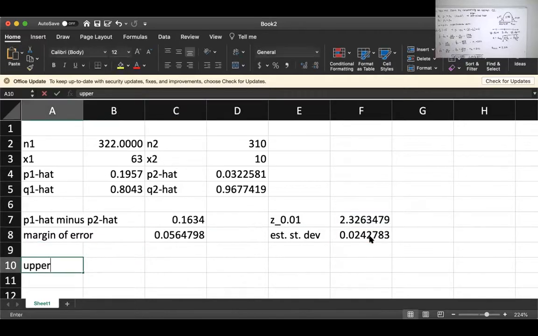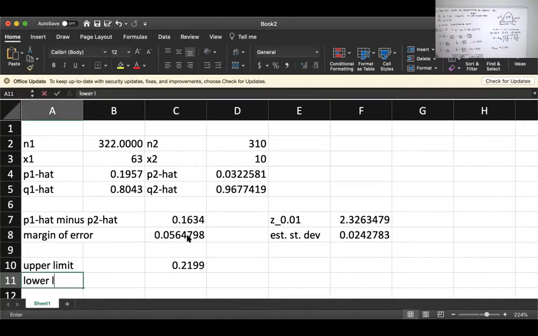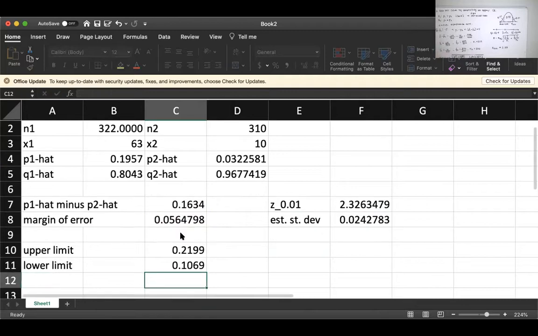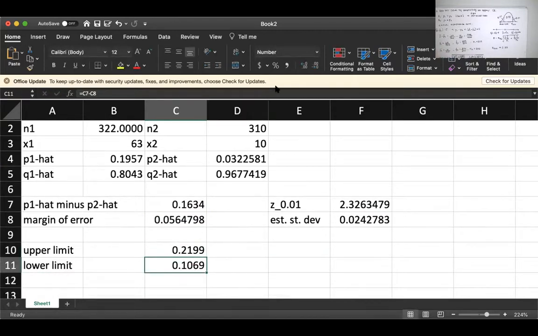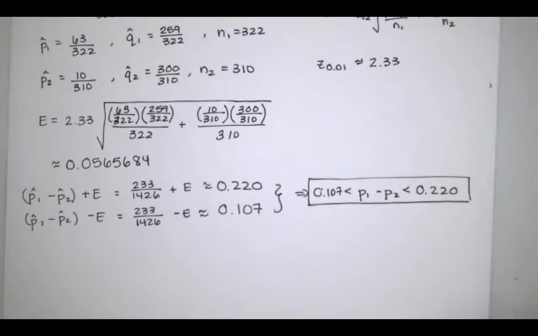And so for our upper limit, we'll have p1 hat minus p2 hat plus the error. And for the lower limit, you want p1 hat minus p2 hat minus the error. And so we get this, and if we round to 3 decimal places for each of these, we get exactly the same values that we got when we did all that computation by hand.